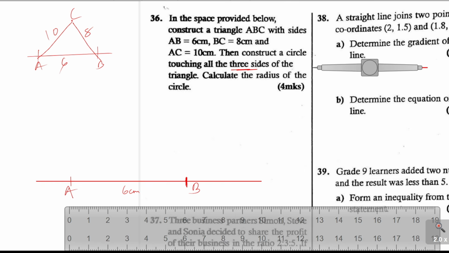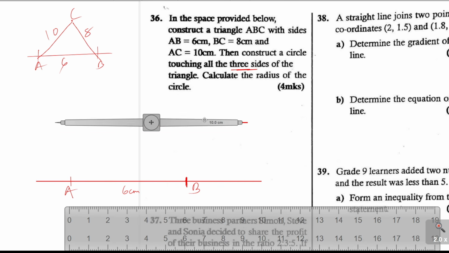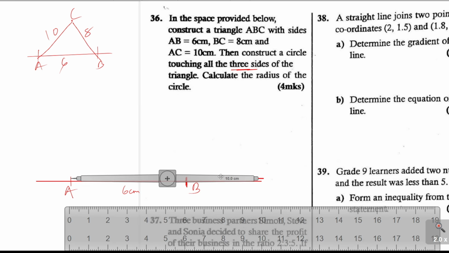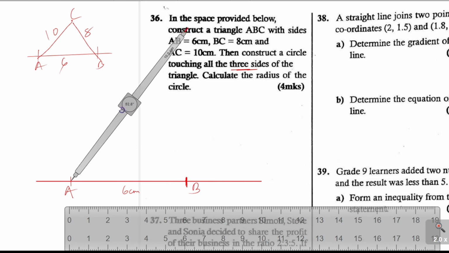So now to get AC, simply take your pair of compass and then stand at A. Ensure that you take a measurement of 10 centimeters from the ruler. So with that measurement of 10 centimeters, you simply need to stand at A, and then you mark an arc.